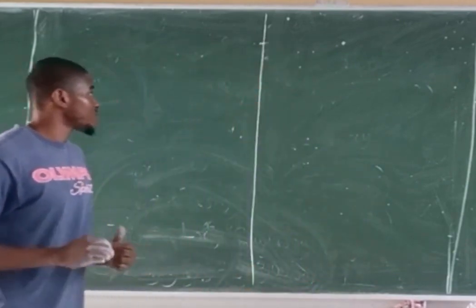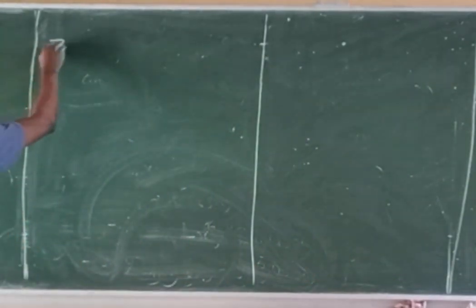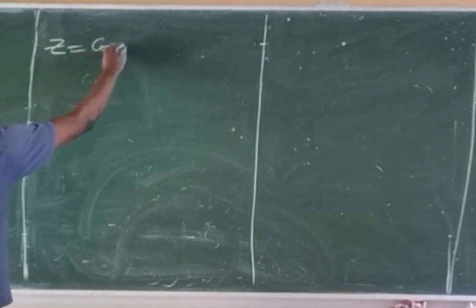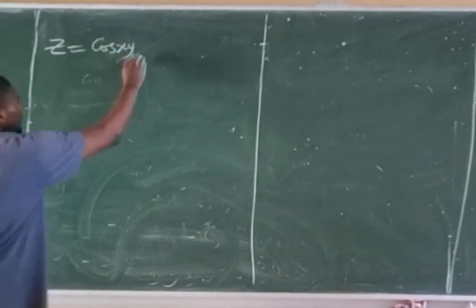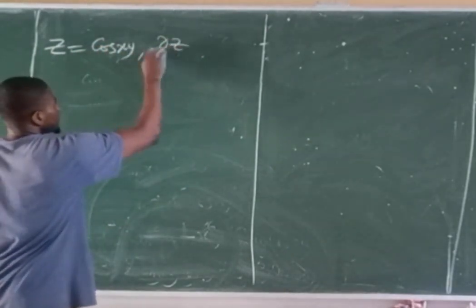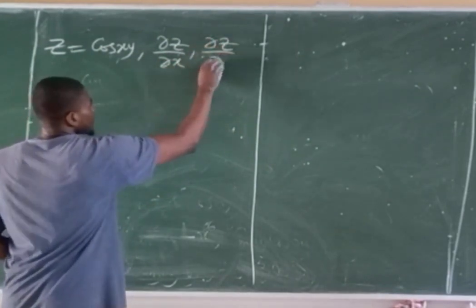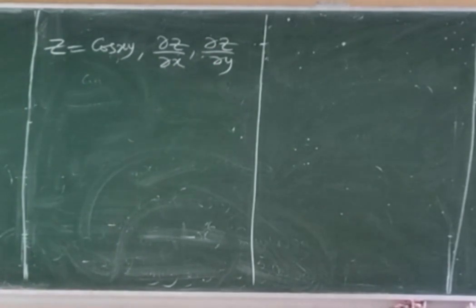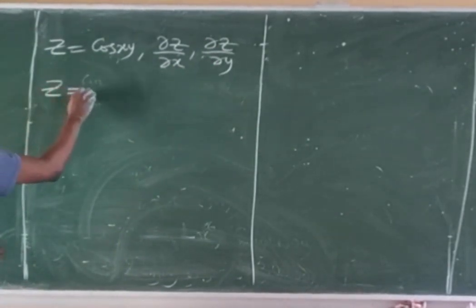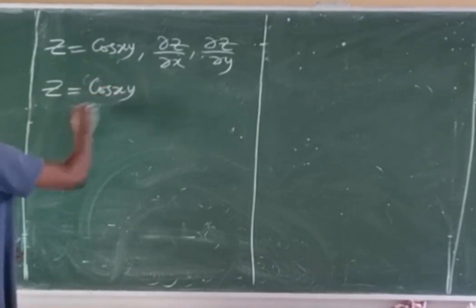Let's say I have z equal to cos xy and I'm asked to find the partial derivative of z with respect to x and also the partial derivative of z with respect to y. Now I'll take you through the normal procedure. We have z equal to cos xy.